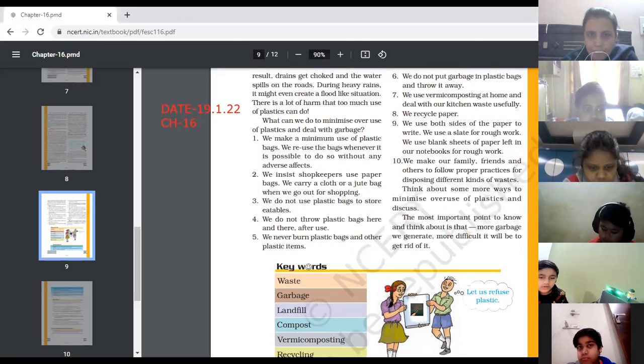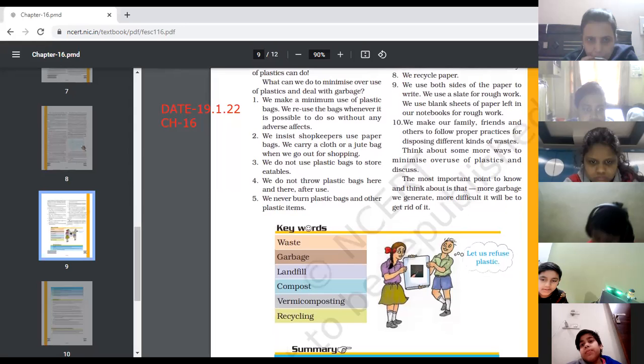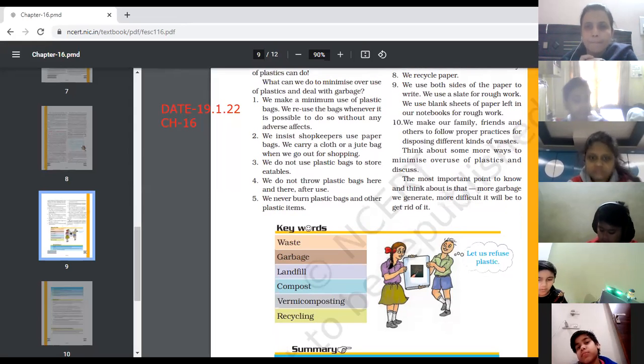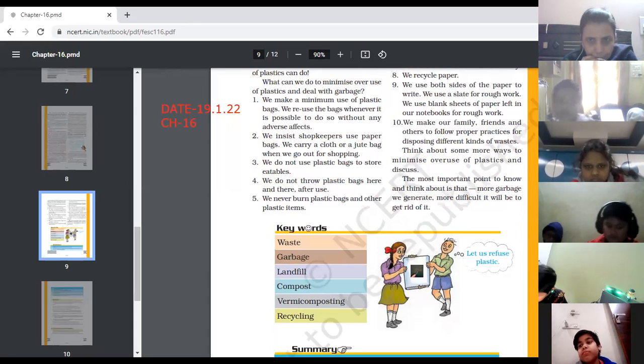The most important point to know about and think about is that the more garbage we generate, the more difficult it will be to get rid of it.